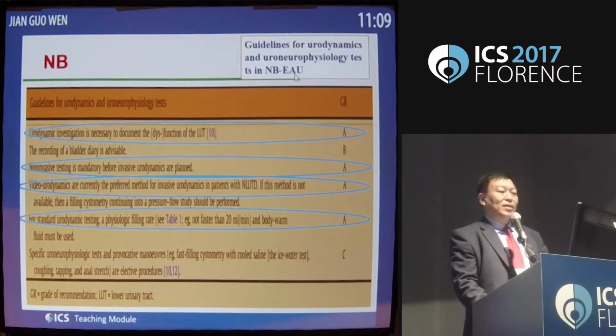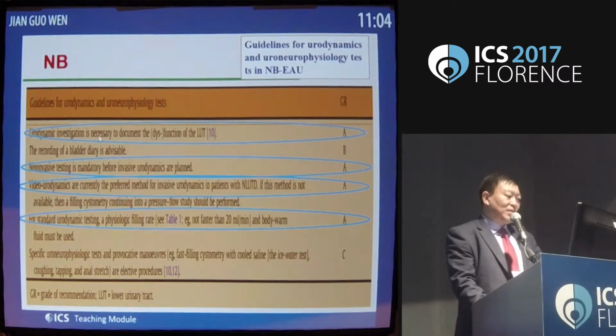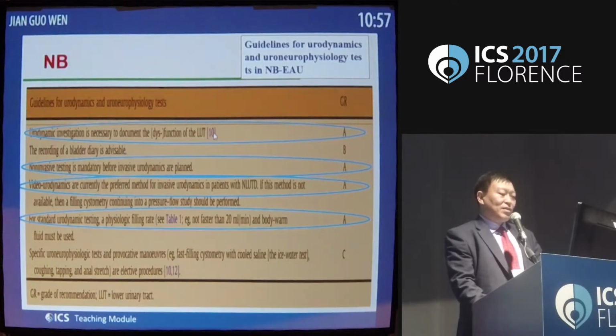From the EAU guidelines, urodynamic investigation is necessary to document the function of lower urinary tract dysfunction. So for the neurogenic bladder, that is the most important indication for the urodynamic study. First is a non-invasive test. If we find something wrong with the bladder, for example increased residuals, we must recommend the video urodynamic study.